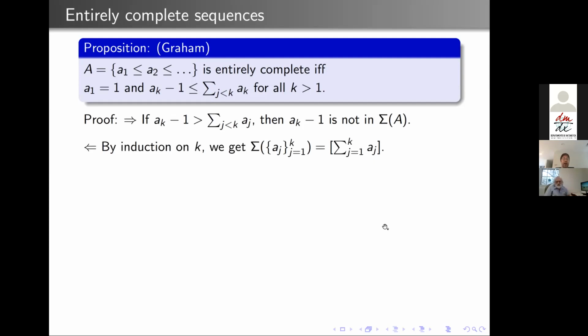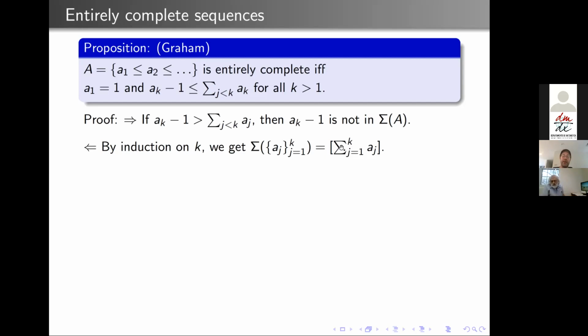direction is by induction on k, and you can show inductively that when you take the sum of the first k elements, the sigma of the first k elements from the sequence, you get all the positive integers from one to the sum. This is by induction: from the k minus one term, you get all the integers from one to the sum of the a_j's up to k minus one. And then you can add a_k to all of those things that are representable, and you get these two intervals, and their union is going to cover the whole interval from one to the sum of the a_j's up to k.